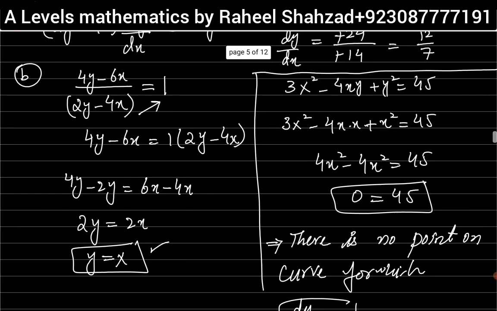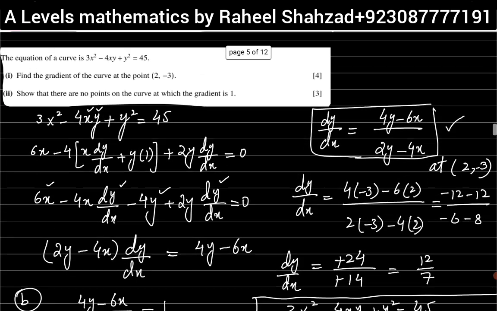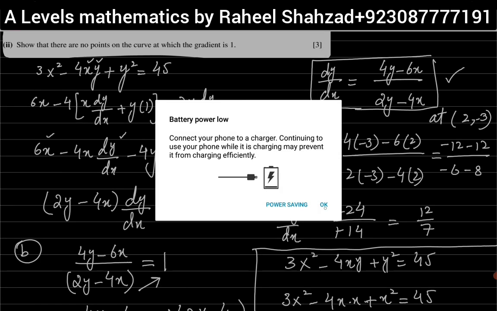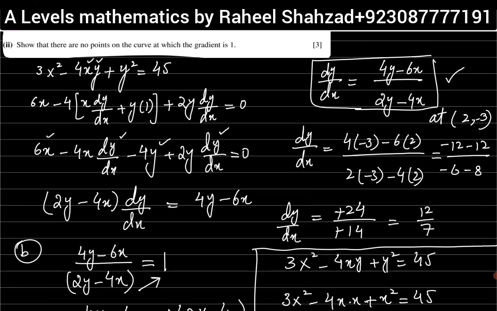So this is a complete question that states the equation of the curve is 3x square minus 4xy plus y square is equal to 45. Find the gradient of the curve at the given point. So we use implicit differentiation and we simplify functions in this manner to find dy by dx, right? And once we have dy by dx, then in part B they want us to show that there is no point on the curve at which the gradient is 1.